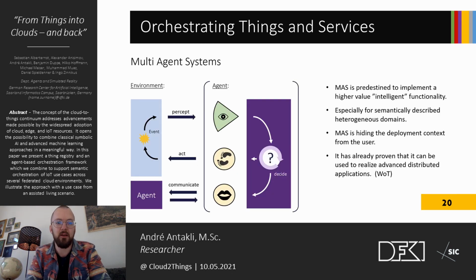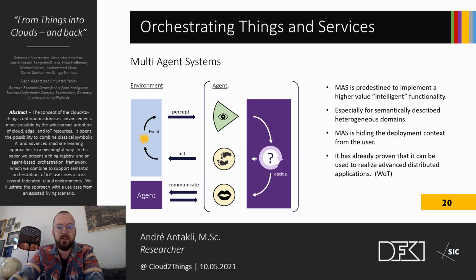So the multi-agent system paradigm is predestined to orchestrate the presented distributed services and semantic descriptions, and thus to realize a higher level intelligent functionality. By distributed agents interacting with each other and accessing, for example, real-time data of a building, an abstraction layer is introduced that hides the complexity of the environment from the user.